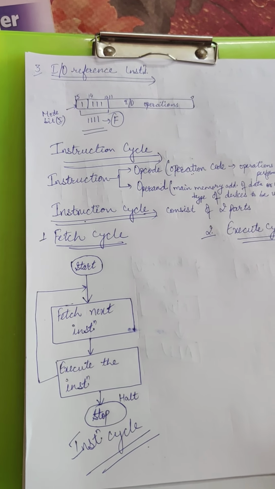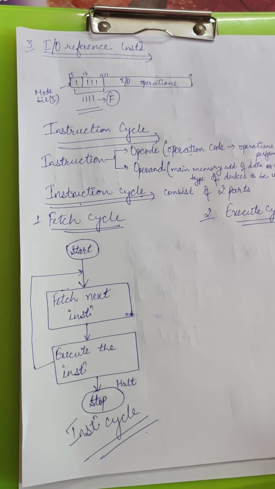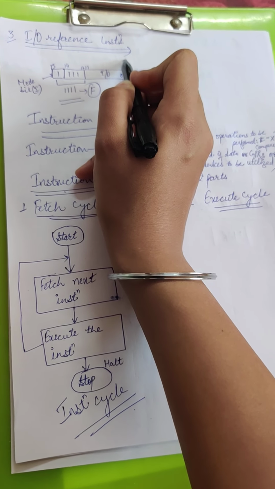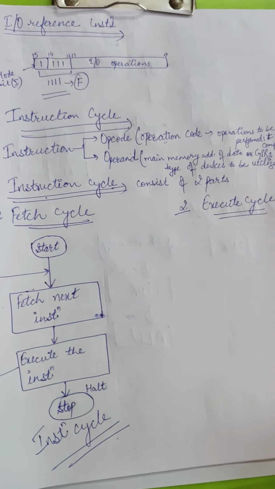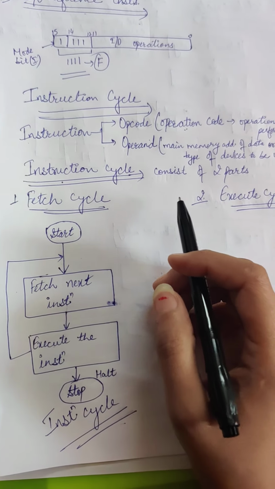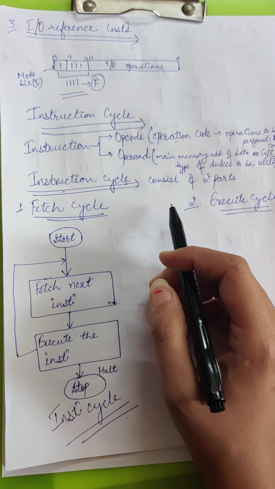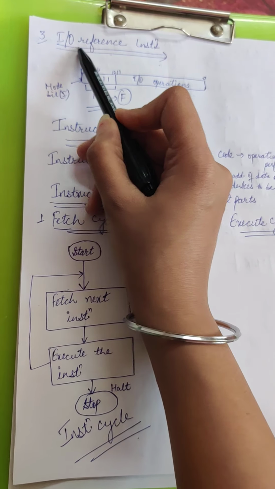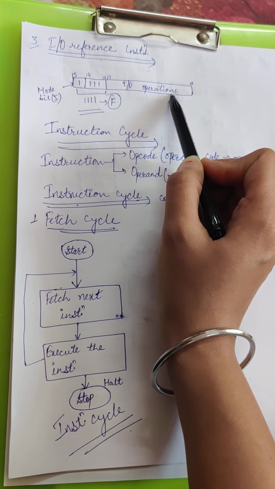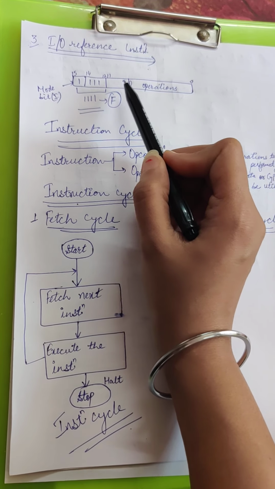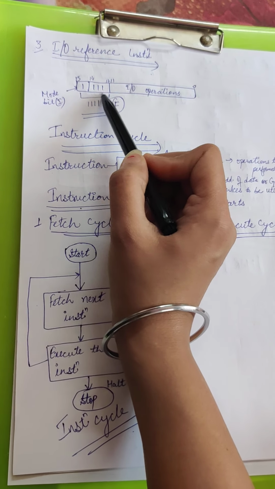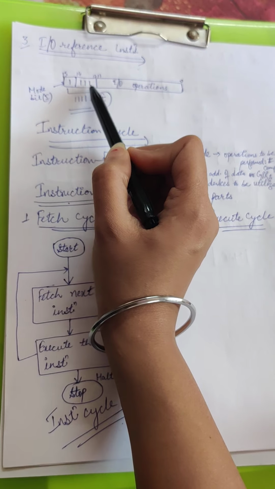The third type of instruction is the IO reference instruction. IO means input-output reference instructions. As in the case of memory reference instructions, the address part is related to memory. For register reference instructions, the address part is related to register operation. And in the case of input-output, this 12-bit address part is for IO operations, meaning input-output operations. Then this 3-bit opcode is also fixed, 111.